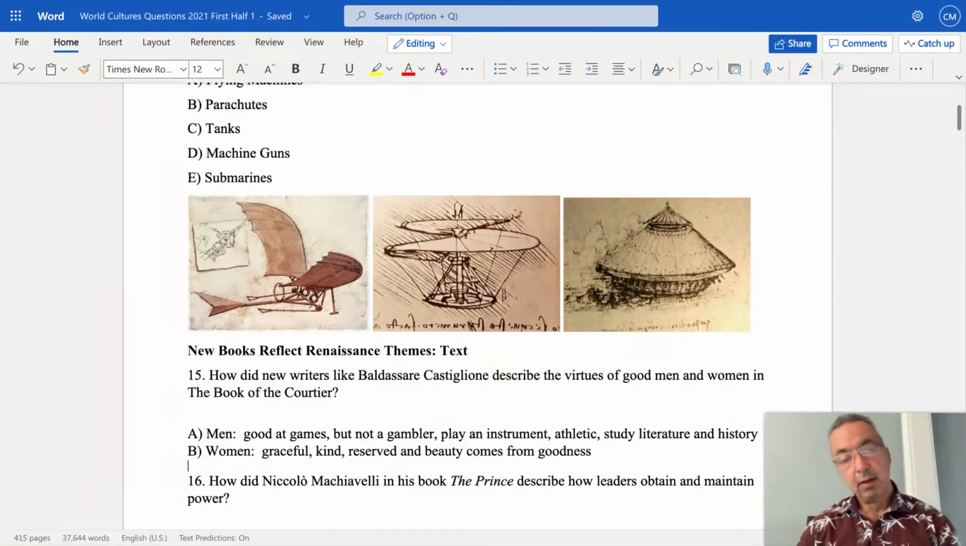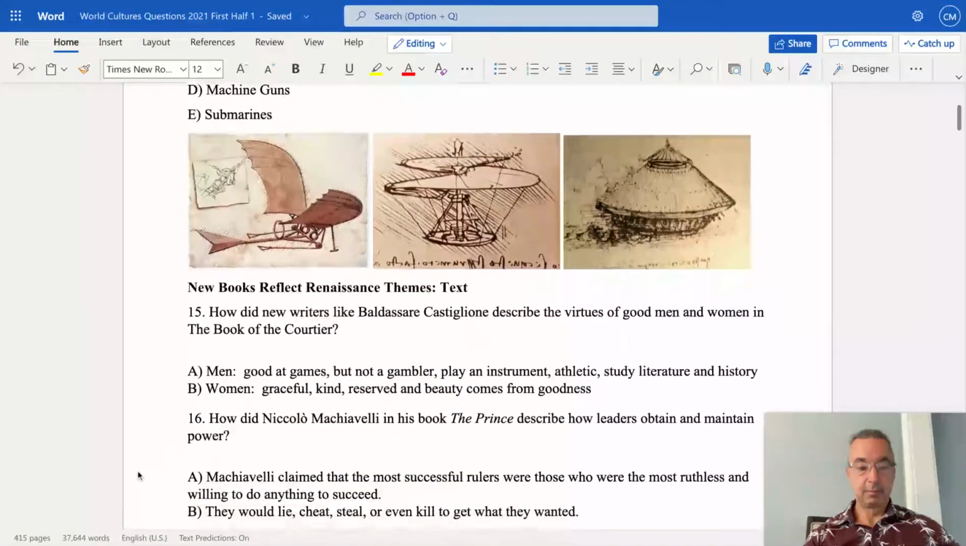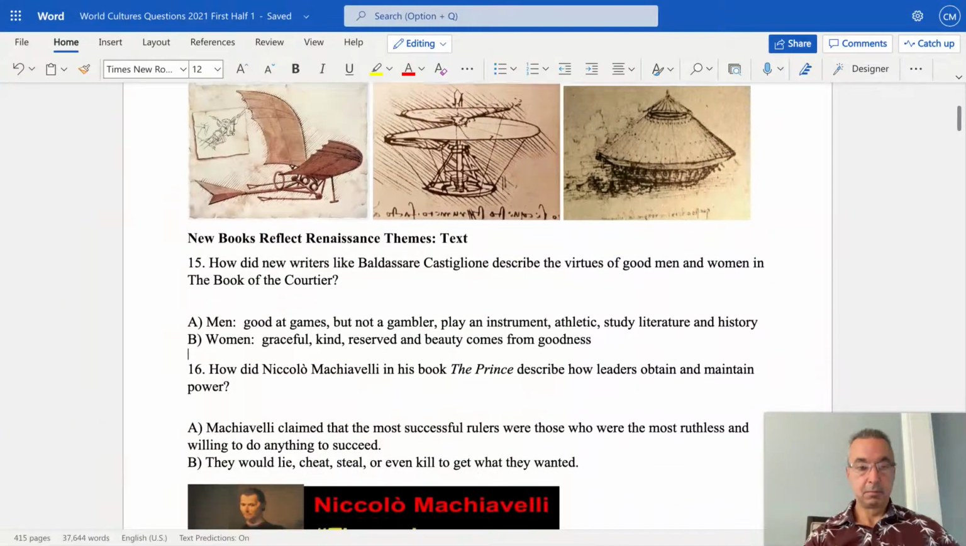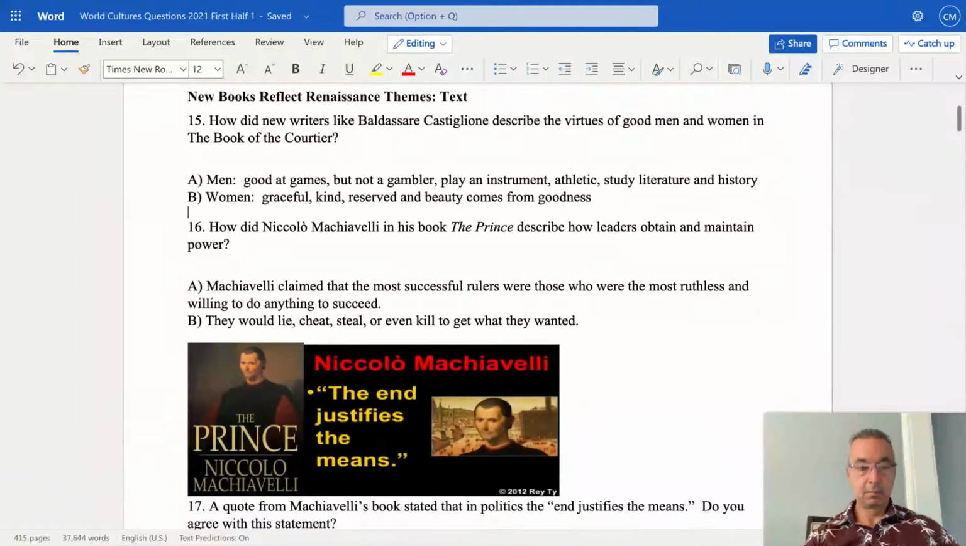16, how did Niccolo Machiavelli in his book The Prince describe how leaders obtain and maintain power? And The Prince is basically the foremost political handbook during this period of time in history. Machiavelli claimed the most successful rulers were those who were the most ruthless and willing to do anything to succeed. Lying, cheating, stealing, or even killing to get what they wanted was something that he advocated.